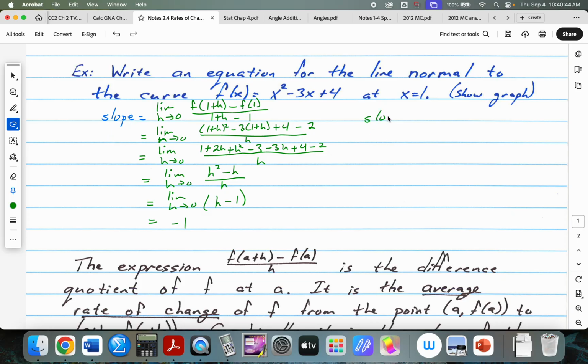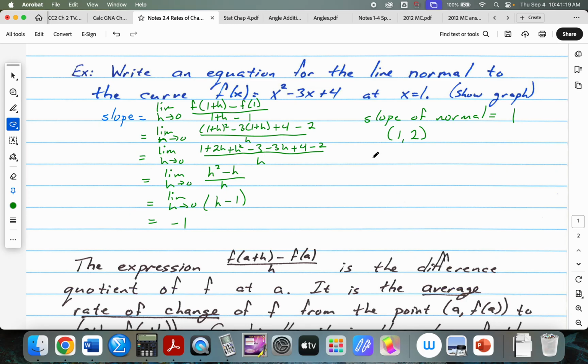So the slope of the normal is going to be the opposite reciprocal, just be positive 1. So in order to write the equation of that line, we need a point and a slope. We've got the slope. We just need to know what the point is. If you substitute in 1, that's 1 minus 3 is negative 2 plus 4 is 2. So my point has coordinates 1, 2.